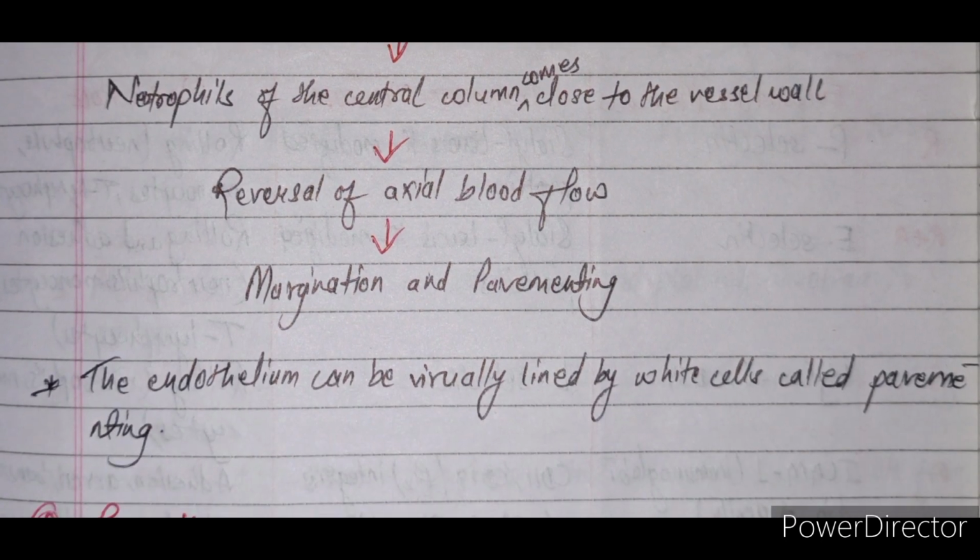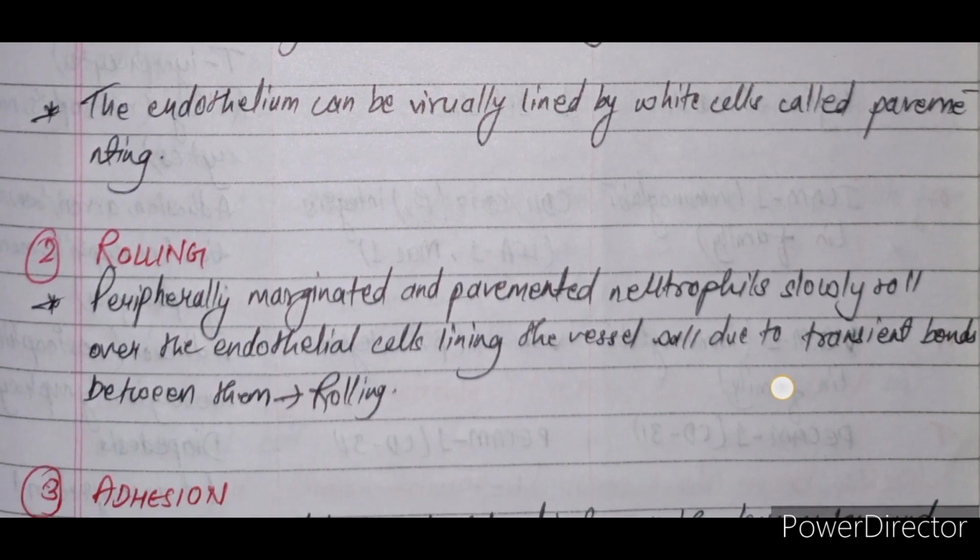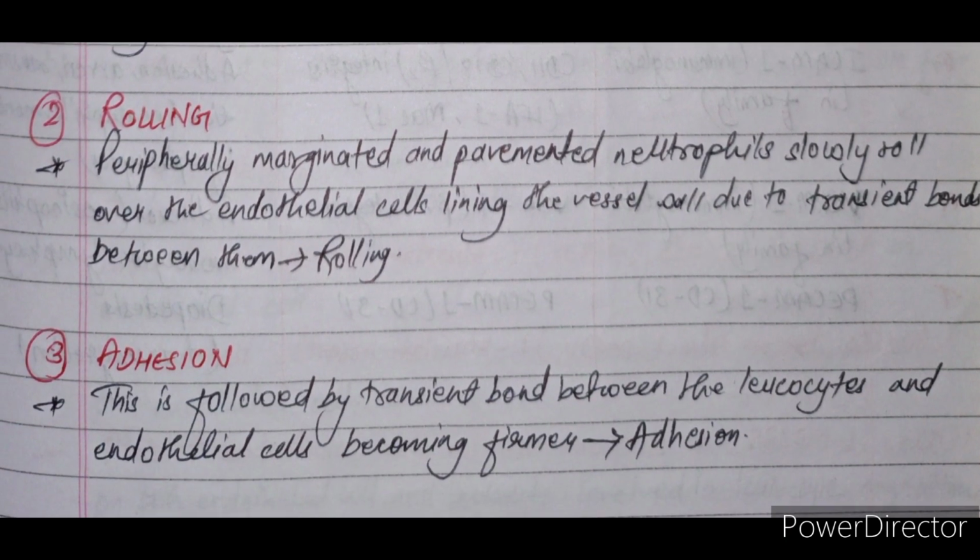The endothelium can be virtually lined by white cells, called pavementing. Now let's see the second step, known as rolling. So peripherally marginated and pavemented neutrophils slowly roll over the endothelial cells lining the blood vessel wall due to transient bonds between them. This is known as rolling.